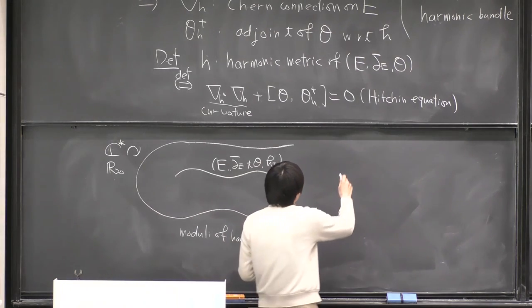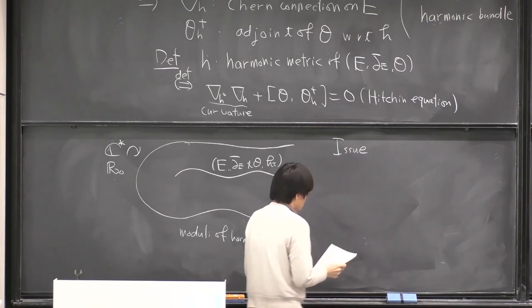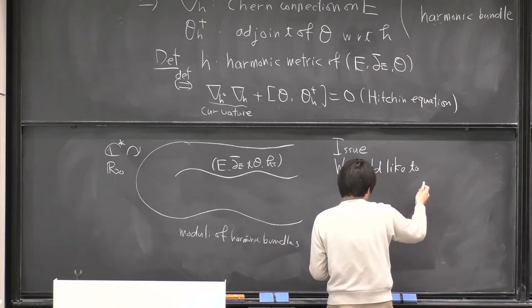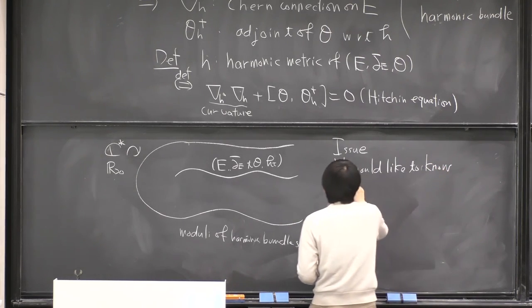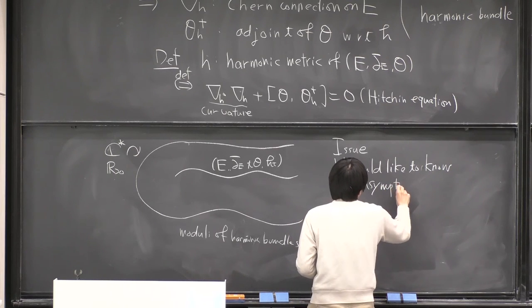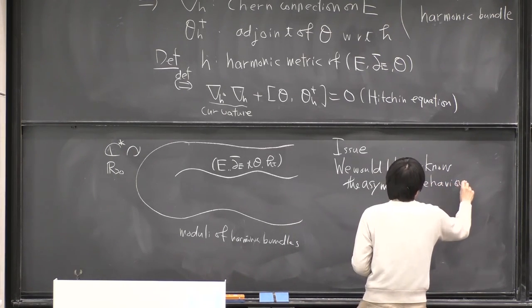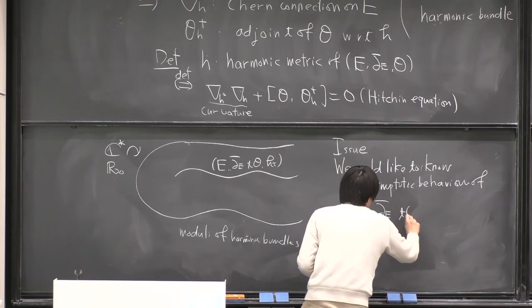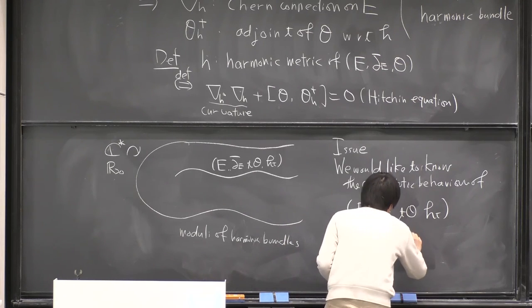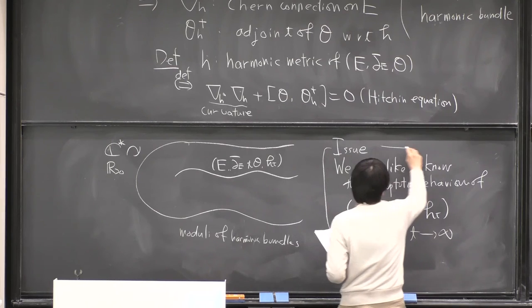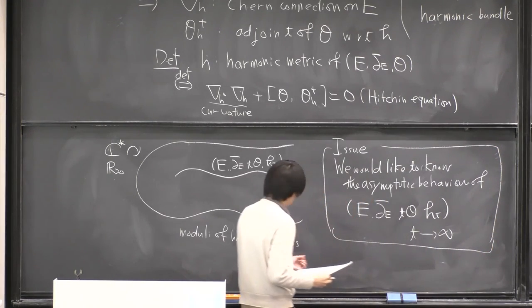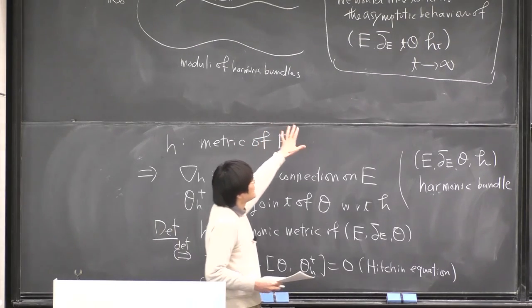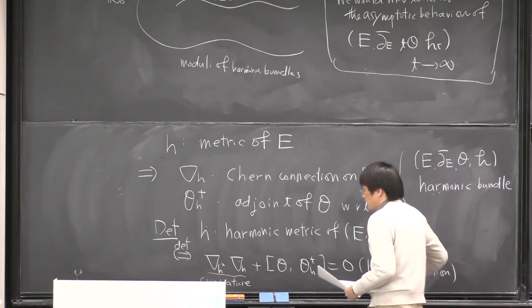And the general issue is the following. We would like to understand the asymptotic behavior of this family of harmonic bundles for large t. This is the general issue in this talk. And let me remark that the study of this family for small parameter is very classical. I mean, it is studied by Hitchin and Simpson.